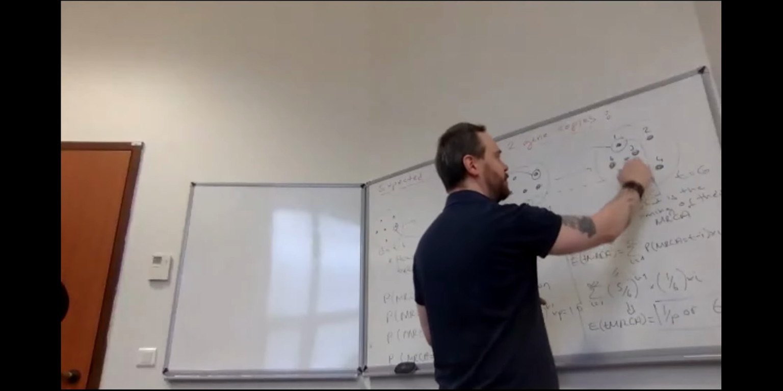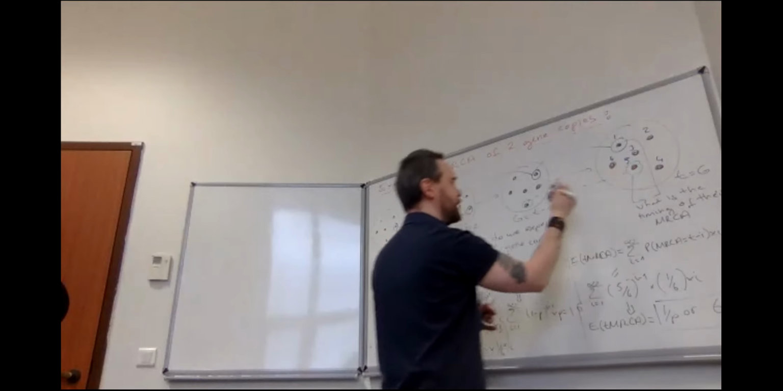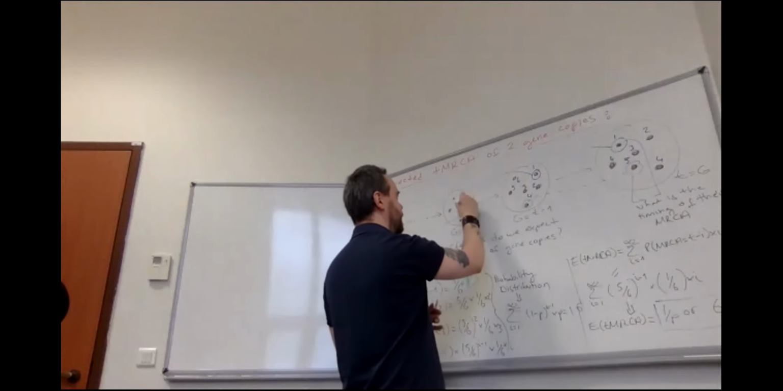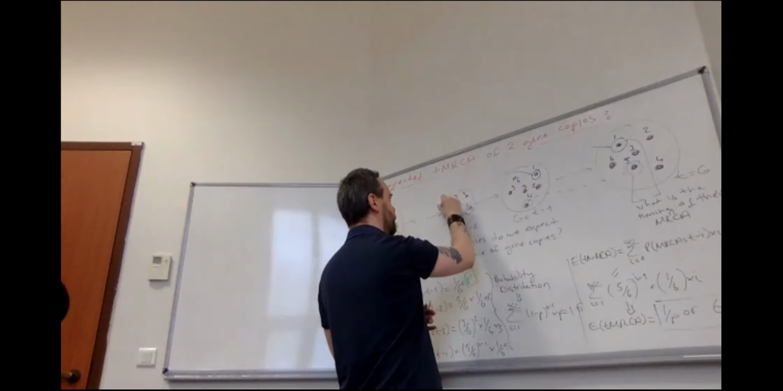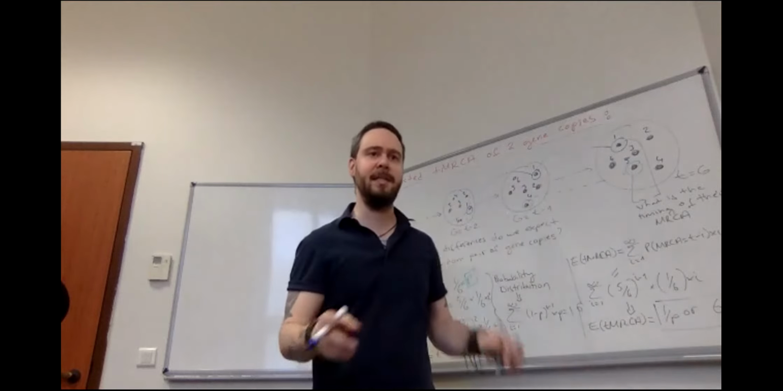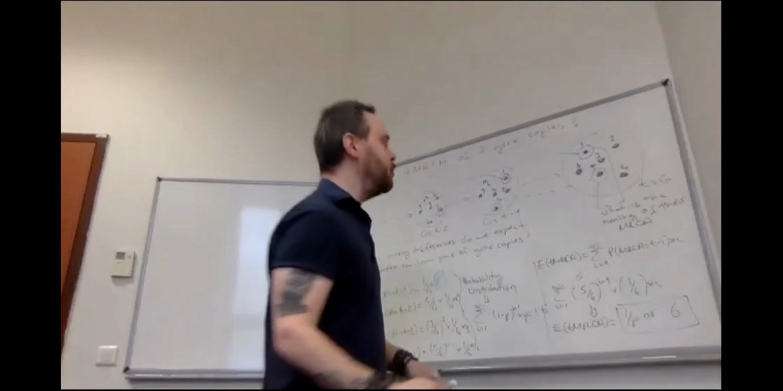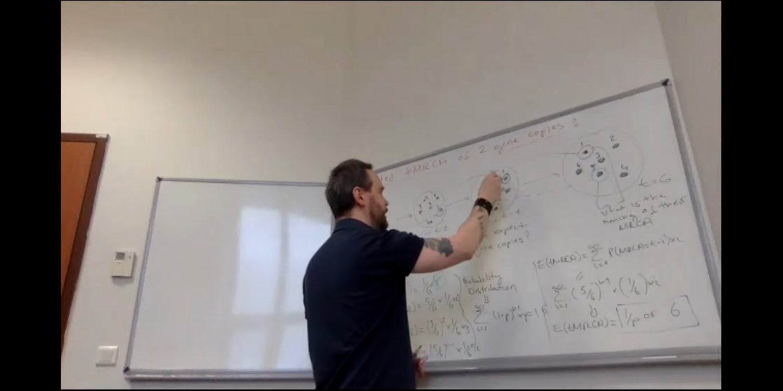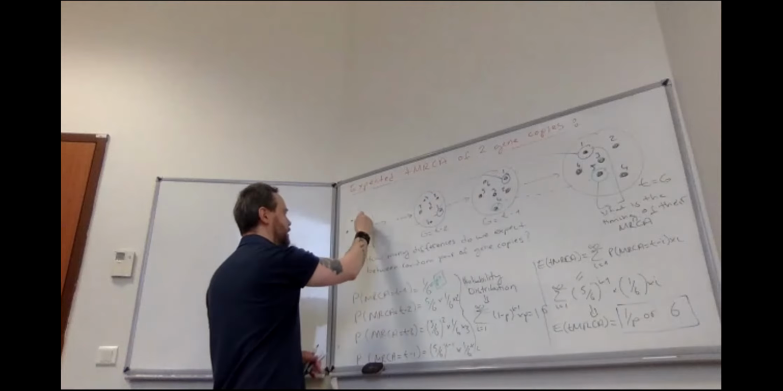So I can number these gene copies from 1 to 6, just like a die. This is 1, this is 2, this is 3, this is 4, this is 5, this is 6. So if we're going to simulate this process with a die roll, we can think of this as 1, and if we follow the ancestor of this one, this is again 1, this is again 1.